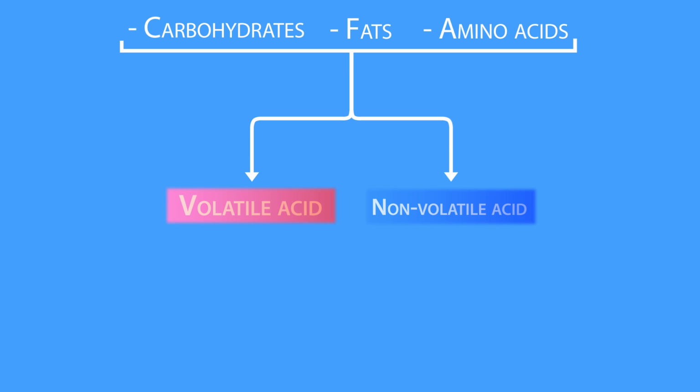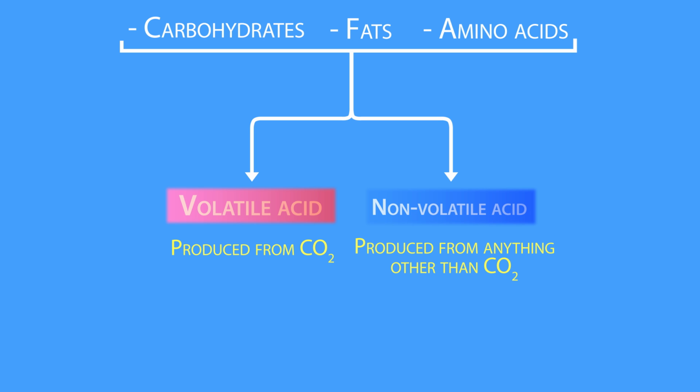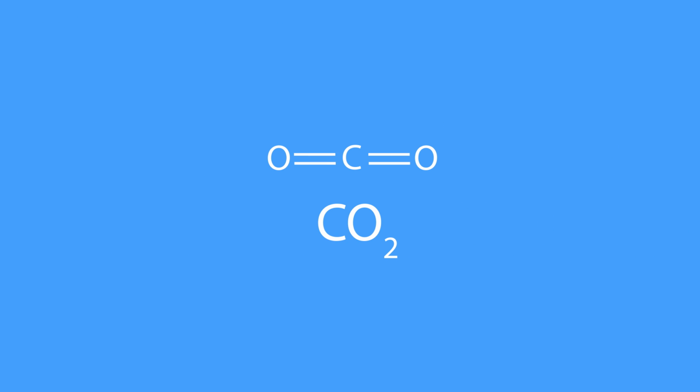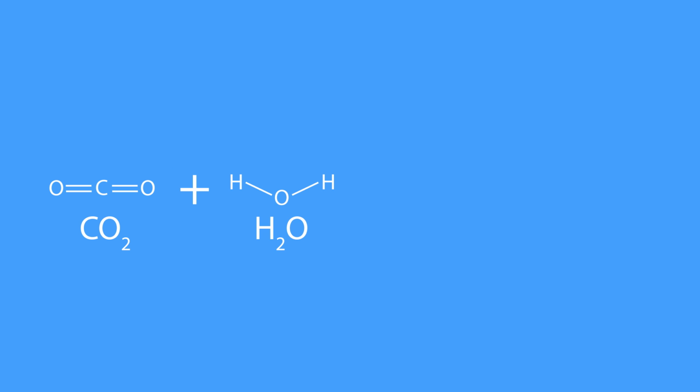Volatile acid is produced from carbon dioxide, while non-volatile acids or fixed acids are produced from anything other than carbon dioxide. Now, by itself, carbon dioxide is not an acid, since it does not have a hydrogen ion to donate. However, when carbon dioxide is dissolved in water, it can form carbonic acid, which can donate a hydrogen ion.